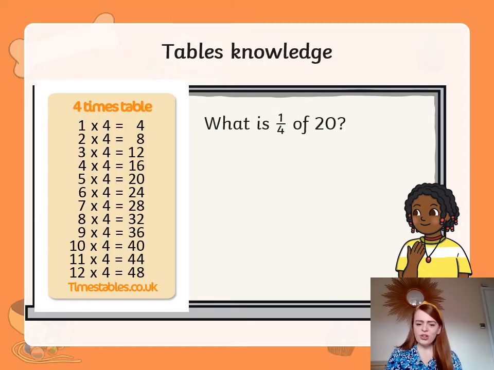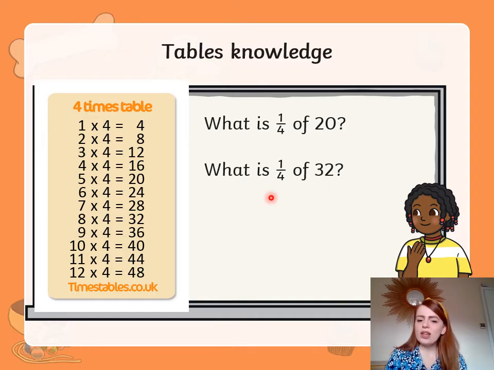Now you can also use your tables knowledge to help you, which is where a times table mat can also support you if you're finding this tricky. So here we have the 4 times table, and our question is asking us, what is 1 quarter of 20? So you would just need to look for 20 in your times tables, and here it is here, and you're saying, well, what times 4 equals 20? And it's 5 times 4 equals 20, so 20 divided by 4 equals 5. So your answer would be 5.